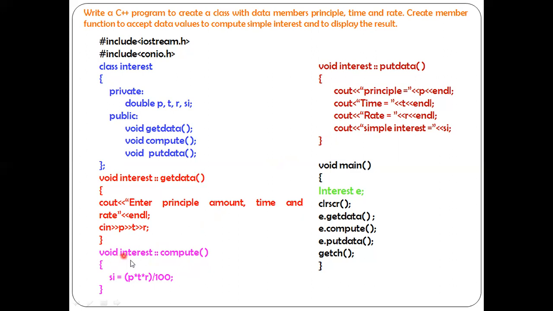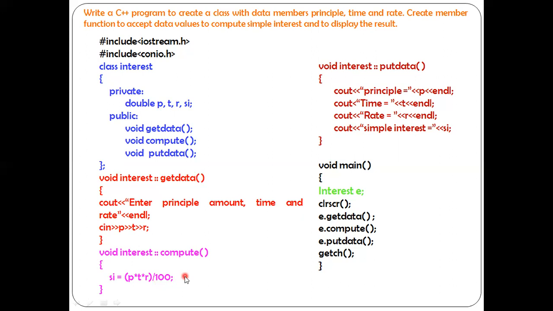Got the point? Interest is the name of the class, and two colons are called a scope resolution operator. Compute is the member function name. No arguments, empty arguments. In the next line, straight away the formula. Most of you are aware of this beautiful formula: SI is equal to P into T into R divided by 100, whatever the values given by the user.